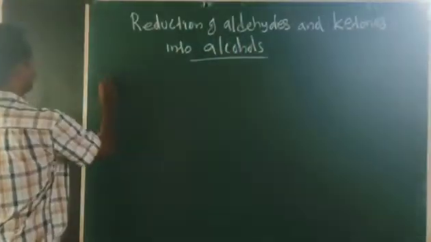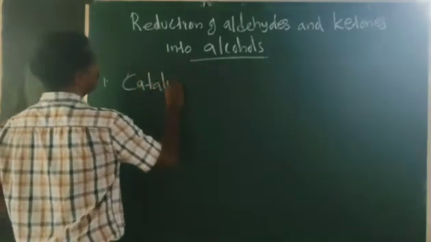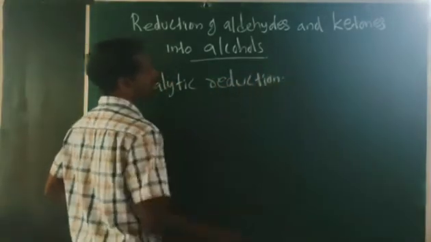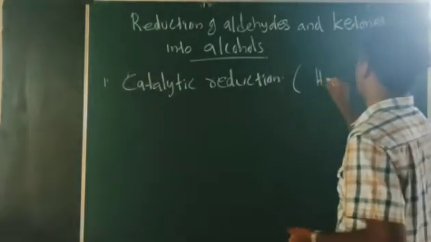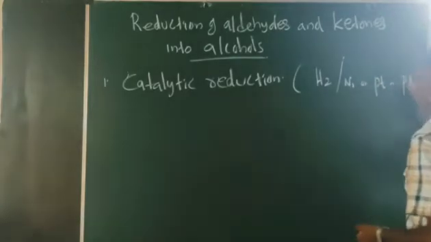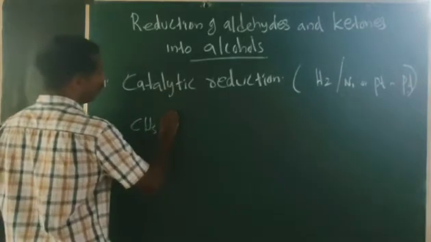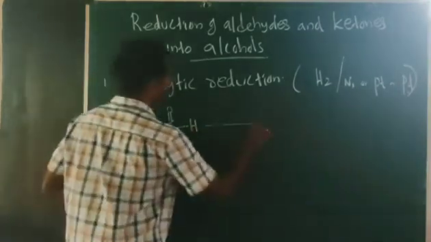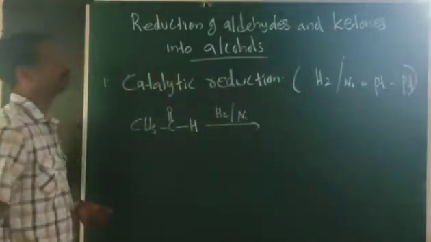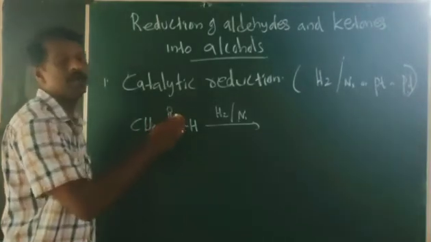So the first one is catalytic reduction. That means reduction with hydrogen in presence of nickel, platinum or palladium. For example, acetaldehyde, CH3CHO, when reduced with hydrogen in presence of nickel, platinum or palladium, the CO group will be reduced to CHOH.